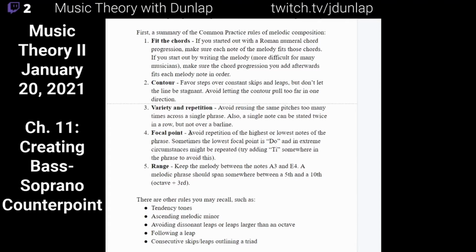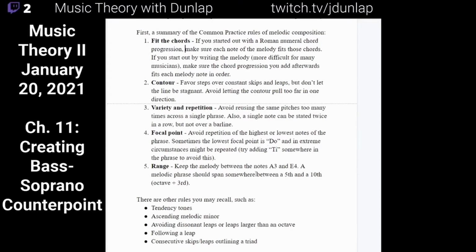Focal point, we've already talked about. The lowest and highest focal point shouldn't be repeated, except like at the beginning and end. Maybe sometimes your lower focal point is Do, which is something we've allowed in extreme circumstances. But if you're ever wondering how to fix it, well, try adding the leading tone into the phrase. That's a way to elaborate on Do, while also not having a repeated focal point. Now Ti is your lower focal point.